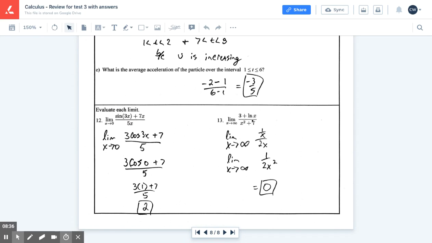And the last one, plug in infinity, or if I plug infinity to a natural log, that's just infinity. I plug in infinity on the bottom, I'm also infinity. So I take the derivative of each piece. Derivative of 3 is 0. Derivative of natural log of x is 1 over x. Derivative of x squared is 2x. And derivative of 7 is 0. So I get 1 over x over 2x. That reduces to 1 over 2x squared. I plug in infinity again. A number over infinity is equal to 0. So the limit of that right there is equal to 0.